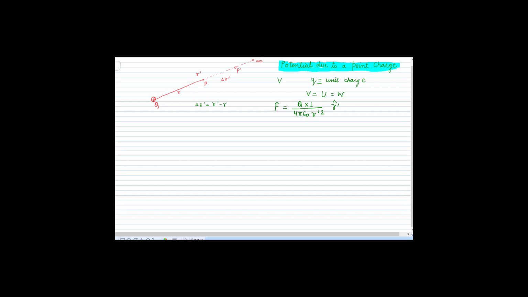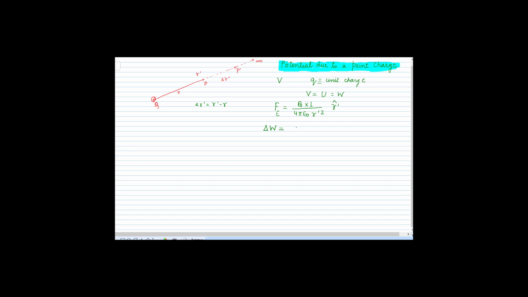Now next we want to calculate the work done against this force, because this is the electric force, so the work will be done against the electric force. So now we want to calculate the work done, which is a part of the total work done, because we are bringing this test charge from P dash to P. So the work done is equal to force into displacement.